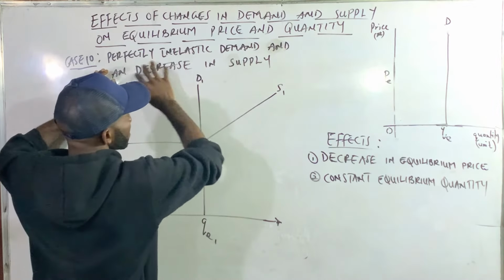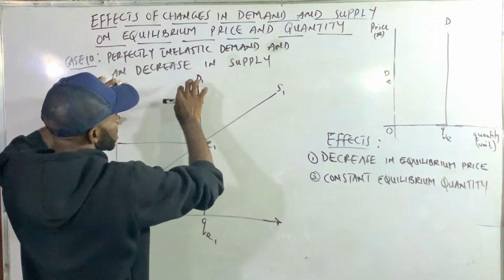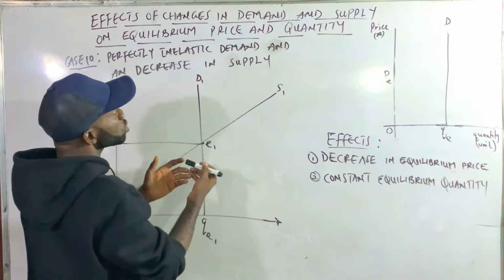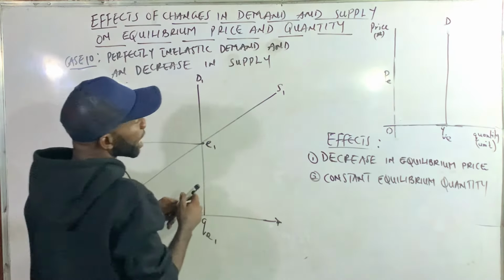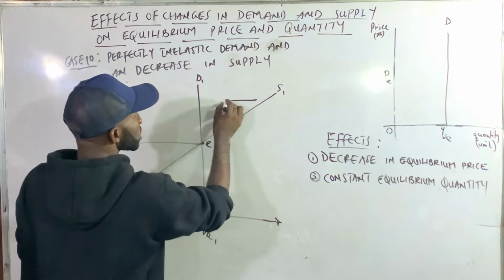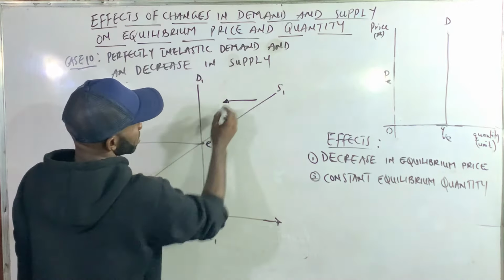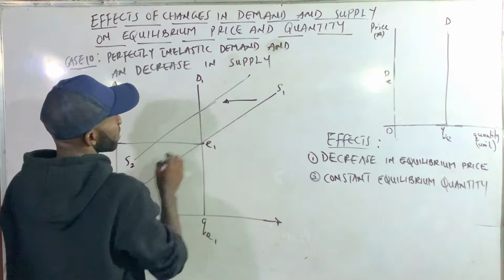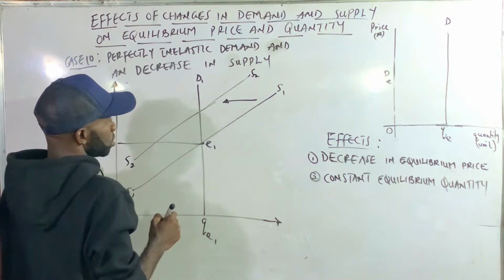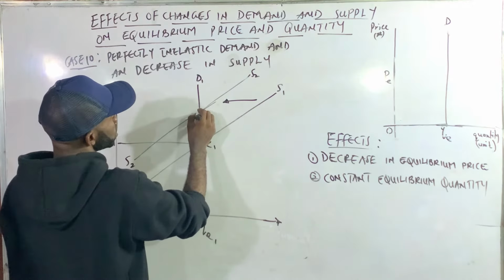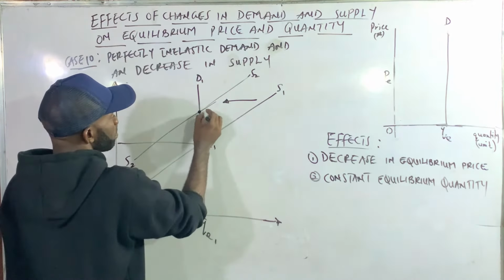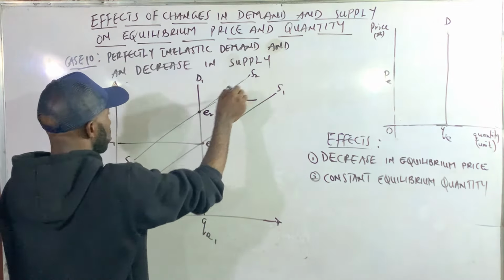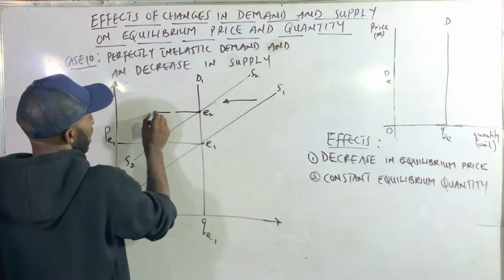This is actually what we have: perfectly inelastic demand and a decrease in supply. Were we to introduce a decrease in supply into this diagram, a decrease in supply is always a shift to the what? Left. And that means this is the kind of diagram we're going to have. S2. With this new supply curve, our new equilibrium point will be E2, which is the point where the new supply curve and the old demand curve intersect.